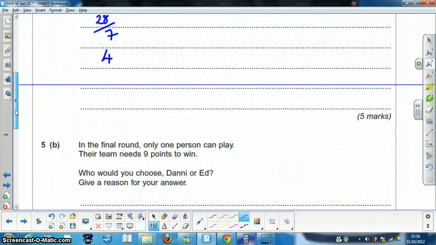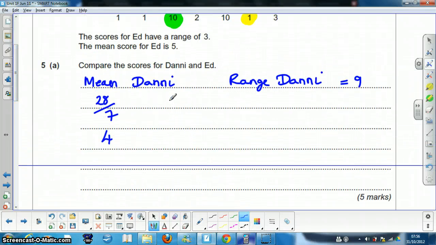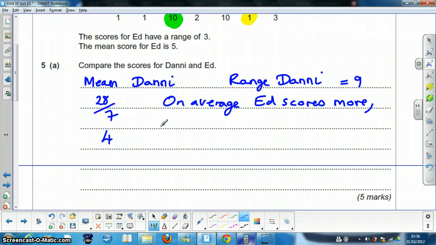And what can we say? Well, I haven't left myself so much room, have I? We could say, on average, who is better? On average, Ed scores more. Now, evidence, mean 5 compared to mean of 4. Always give the measures that you're using as well. Now, who's more consistent? Well, actually, Ed is more consistent.